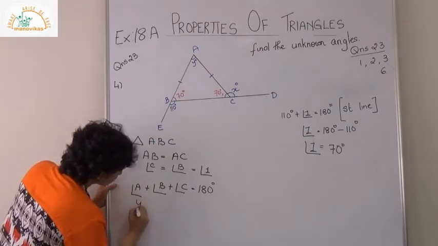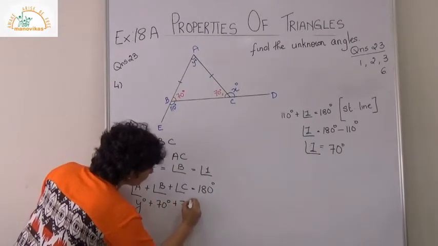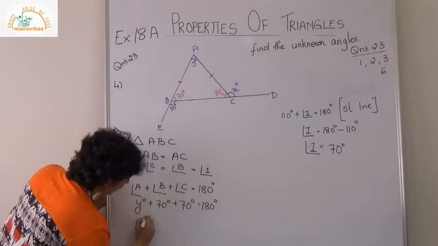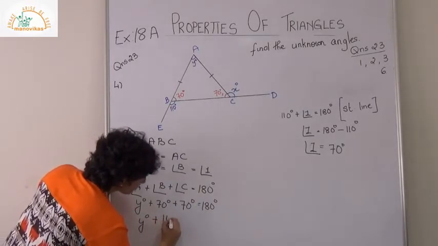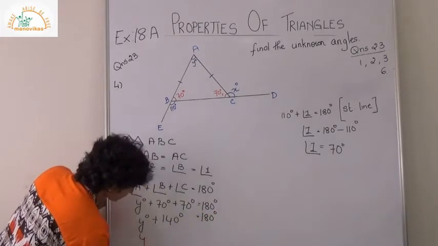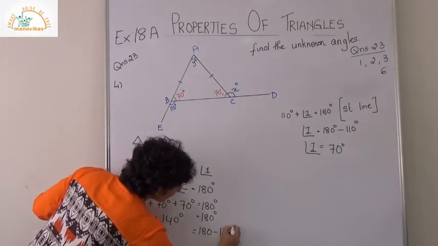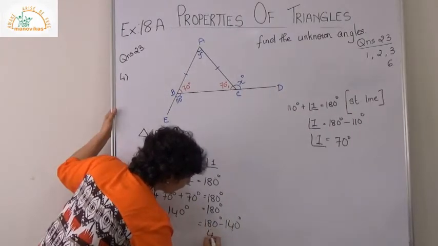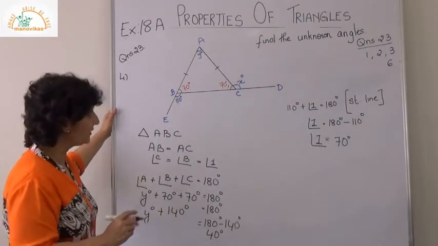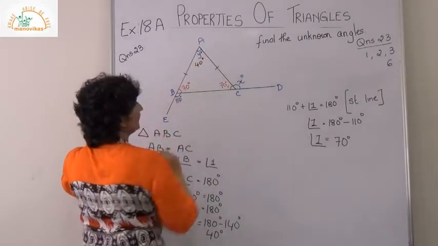Now angle A is y degrees, plus 70 plus 70 is equal to 180 degrees. So y degrees plus 140 is equal to 180 degrees. So y is equal to 180 minus 140 degrees. So y is equal to 40 degrees. Clear children? So now I have got this as 40 degrees.